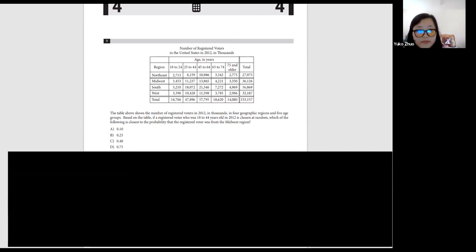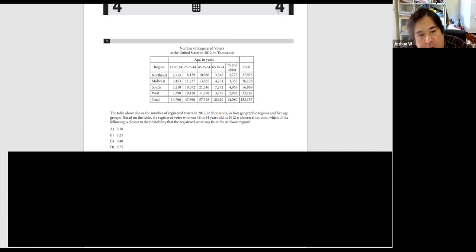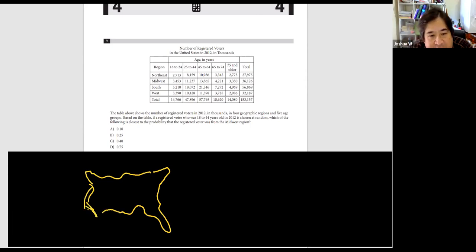Okay, so this looks like it's America. And there's no map drawn for you, but if this is America, how do we find a Midwestern voter from ages 18 to 44? Which row is Midwest? Row 1, 2, 3, or 4?